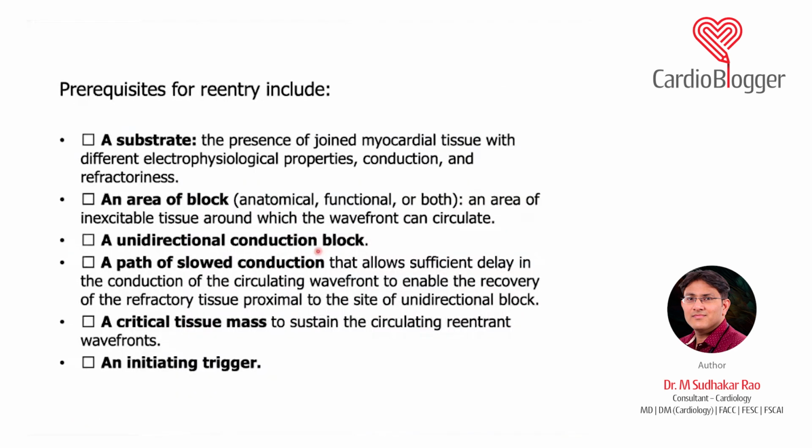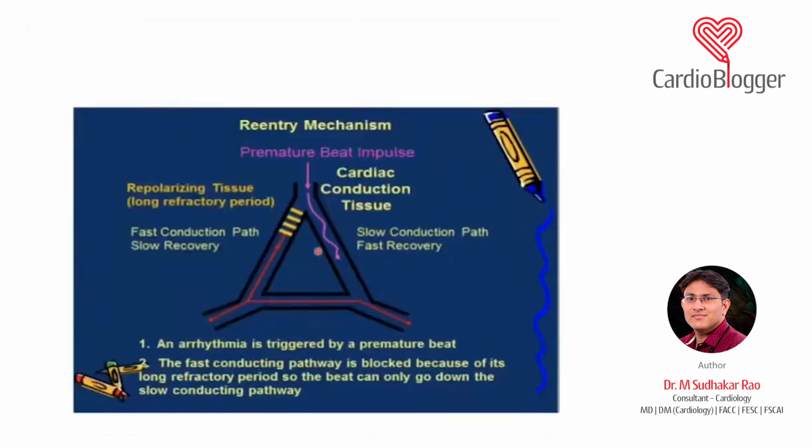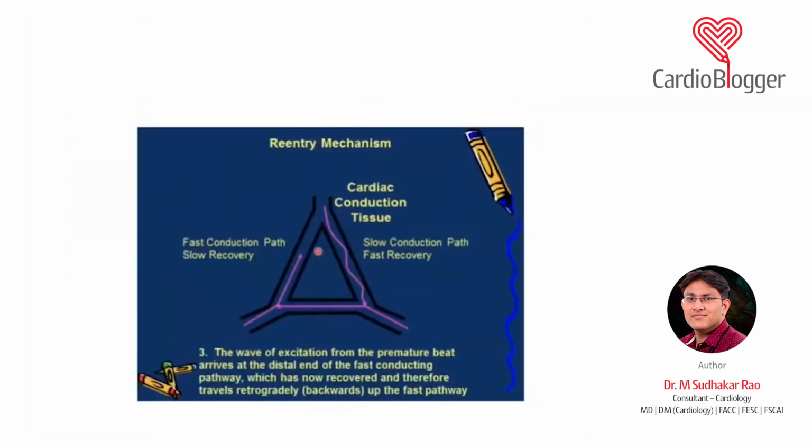It needs a substrate, it needs an area of block. It can be anatomical, it can be functional. One unidirectional block is needed, as I already told you. In the fast pathway, there is a unidirectional block. A path of slowed conduction, that is in the slow pathway, a critical tissue mass, and the initiating trigger. The atrial or a ventricular premature complex will be an initiating trigger in this case. So this forms a re-entry.